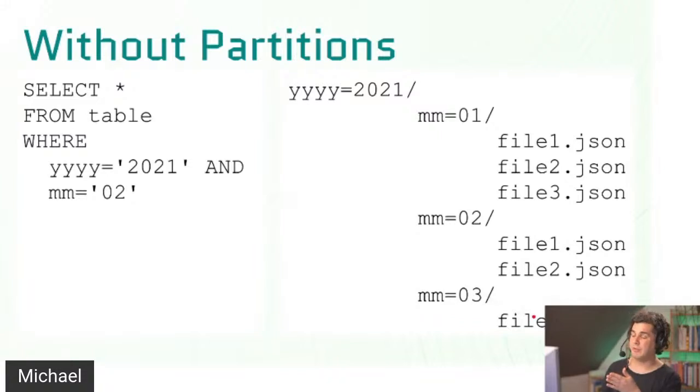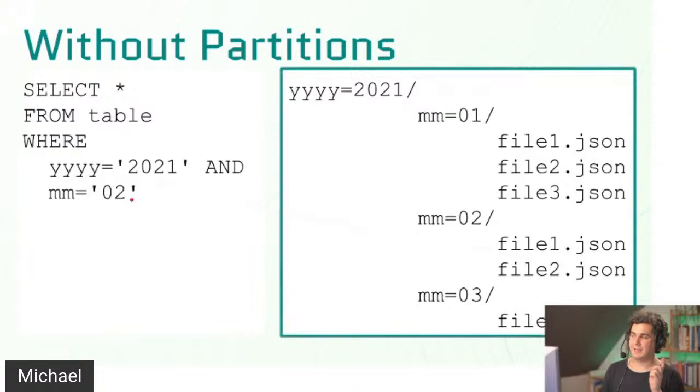So if I execute this query now, you might expect that Athena will only look into the February folder, right? Because I am only interested in data from February. Turns out that's not the case. By default, without partitions, Athena will always look at all the files in your bucket. And as you can imagine, if you're only interested in a very small portion of your files, this is a very slow approach. This is where partitions come into play.